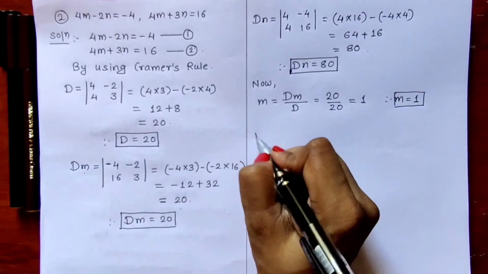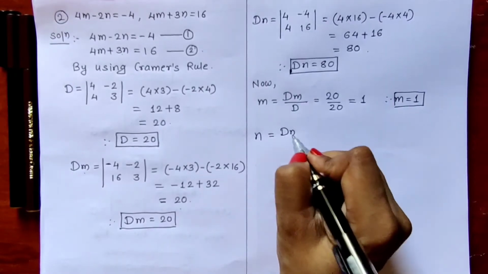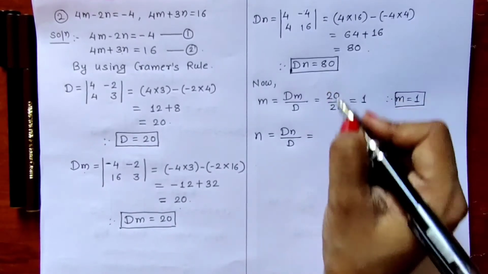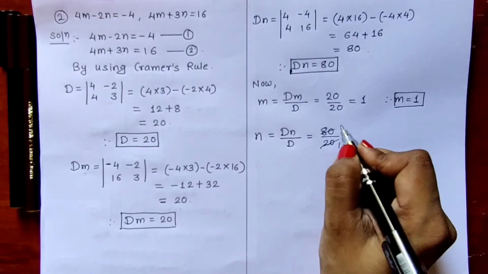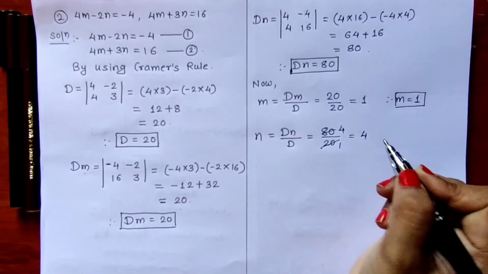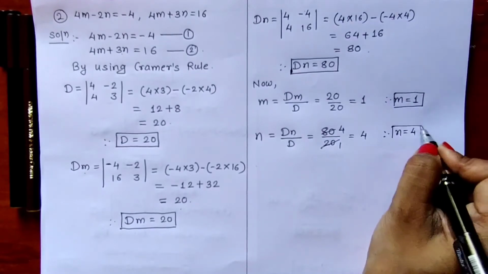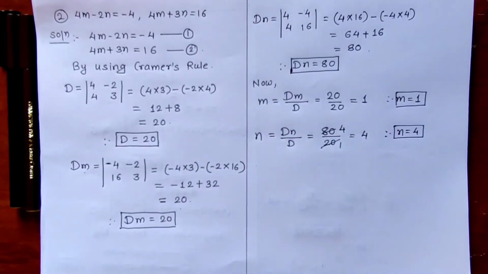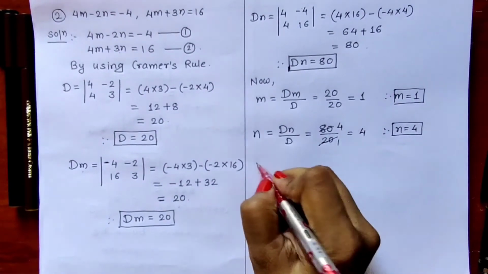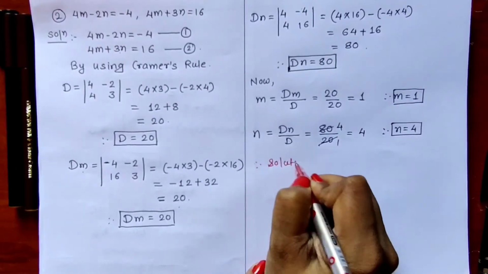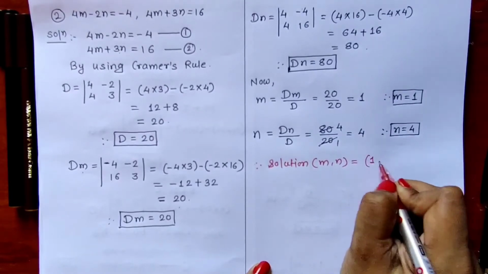Now let us find n. As y means dy upon d, similarly n means dn upon d. dn is 80 upon d is 20. 2 1s are 20, 2 4s are 80. 4 upon 1 means 4 only, and therefore n is equal to 4. So in this way we have got the values of the variables from the equations. That means we have got our solution. Therefore the solution, values of variables m and n, are 1 and 4.